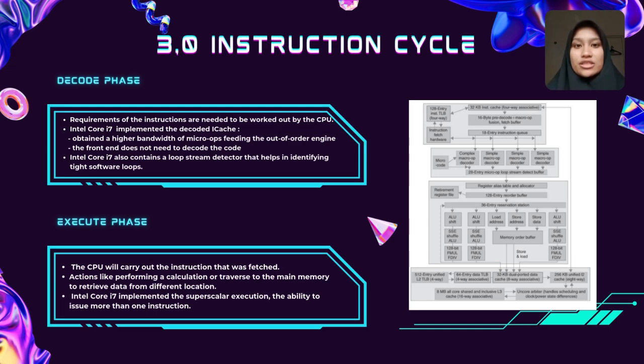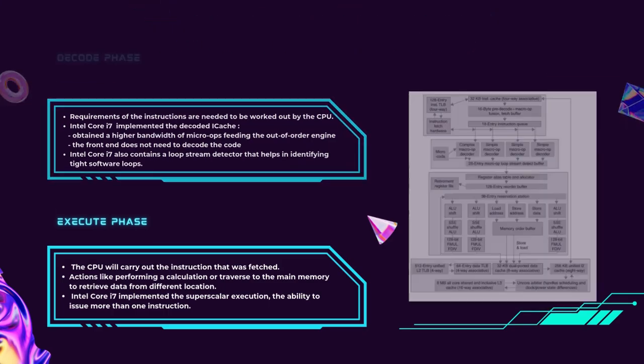During the execute cycle, the CPU carries out the instruction that was fetched, such as performing a calculation or going to main memory to retrieve data from a different location. The Intel Core i7 processor has a clock cycle with multiple parallel pipelines to ensure the micro-ops execute efficiently and to reduce latency.